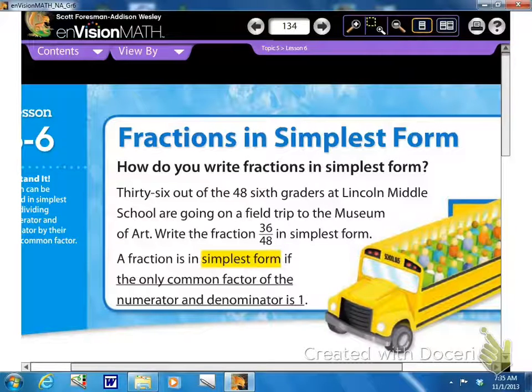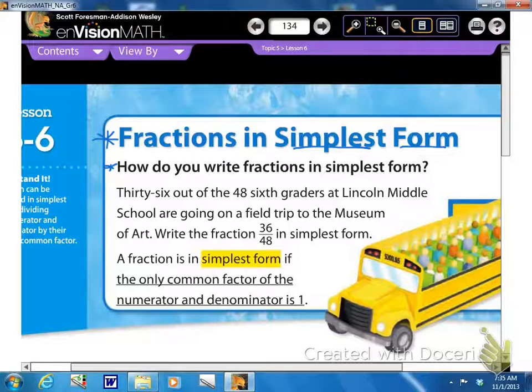Okay, today we are looking at lesson 5-6 on pages 134, 135. And we're looking at how we can get our fractions in simplest form. So how do you write fractions in simplest form?